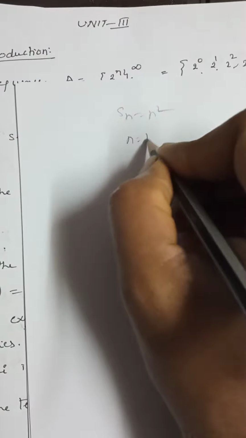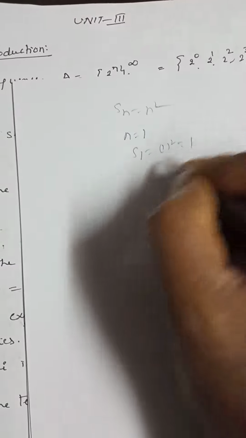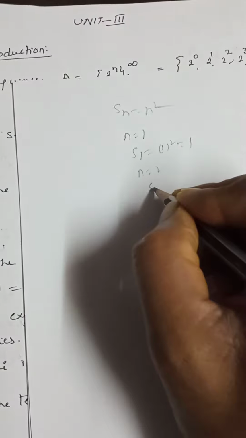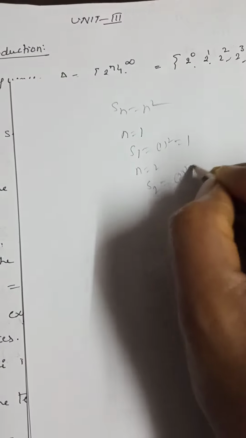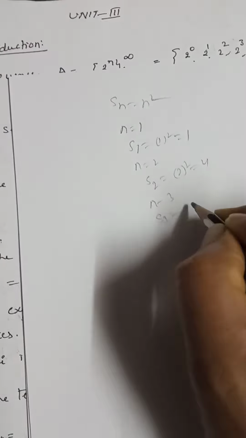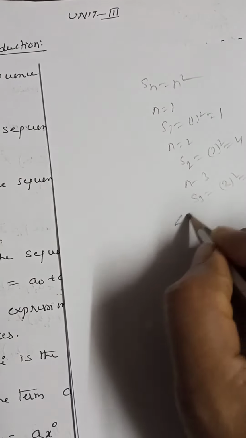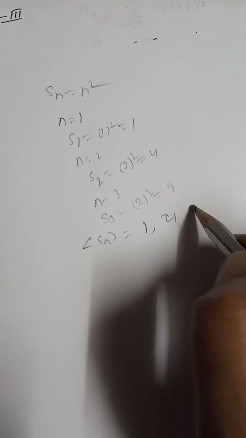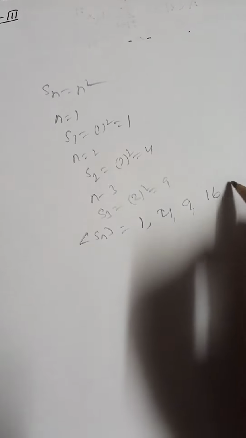When n is equal to 1, what will we get? S1 is equal to 1 whole square, that is 1. When n is equal to 2, S2 is equal to 2 whole square, that is 4. When n is equal to 3, S3 is equal to 3 whole square, that is 9. Therefore the sequence Sn is given by, what is the first term in the sequence? 1. Second term is 4. Third term is 9. Fourth term is 16. Fifth term is 25 and so on.